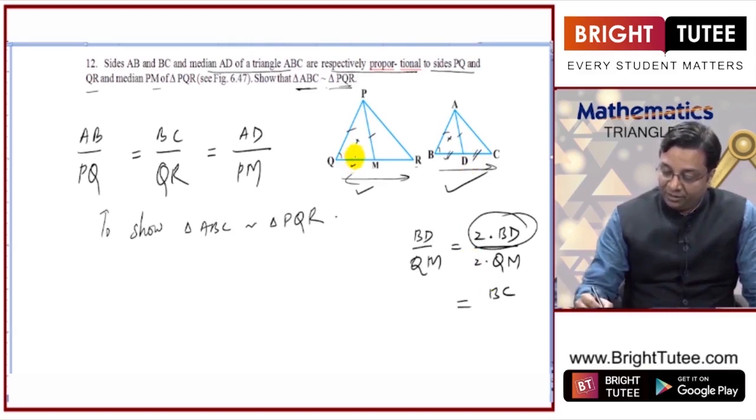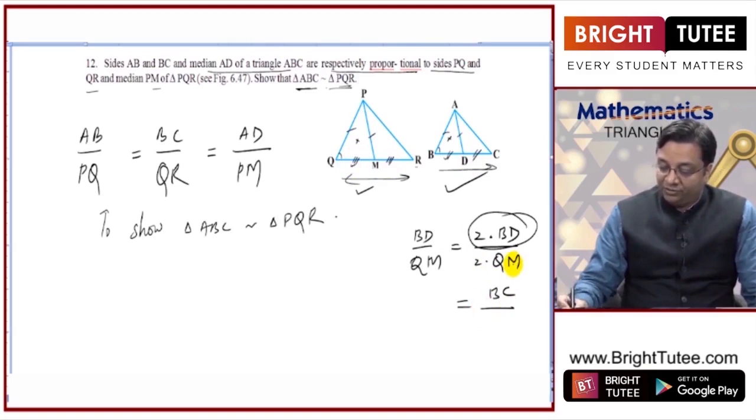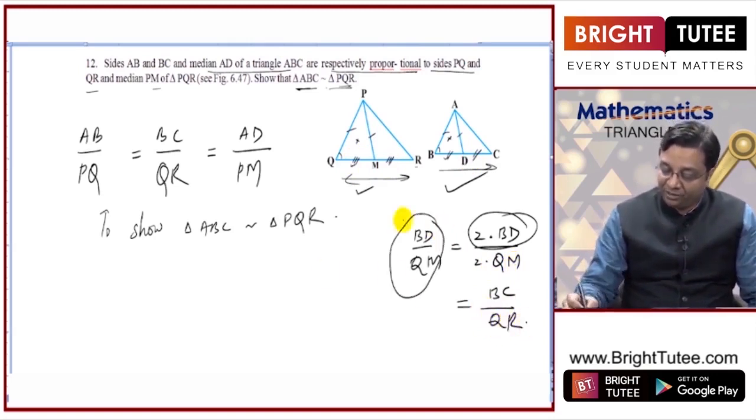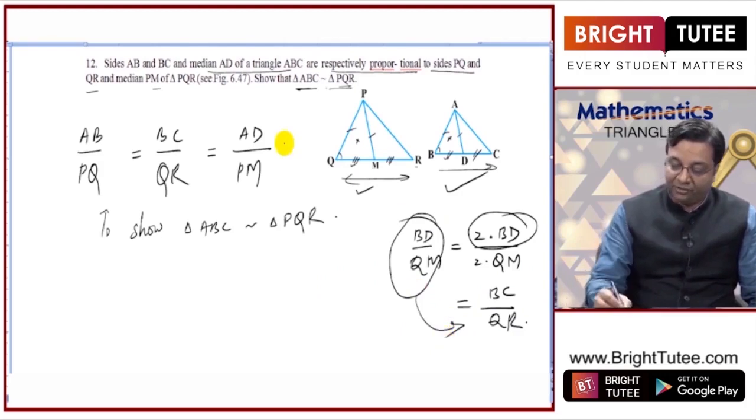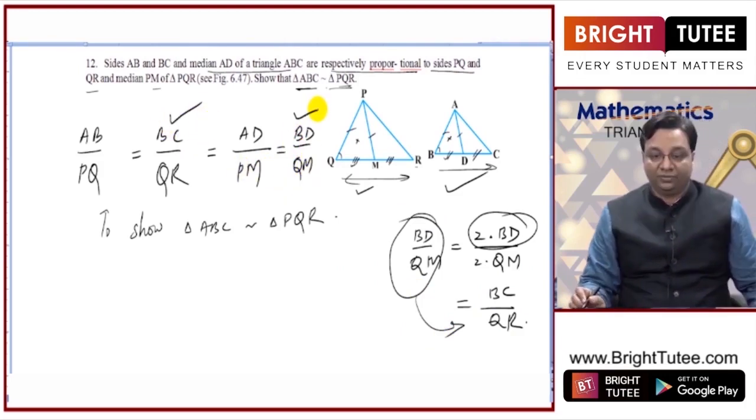Right, similarly QM is equal to MR. Hence, twice of QM is nothing but QR. So, BD by QM is equal to BC by QR. So, I can put it here also. BD by QM, because it is equal to this. So, it is equal to all of these.